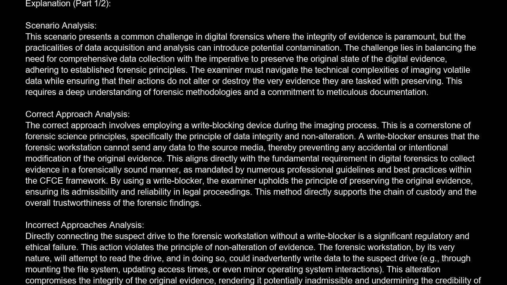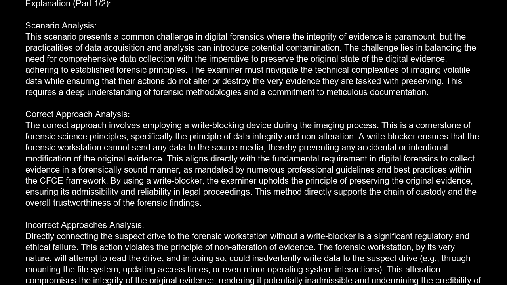Correct approach analysis. The correct approach involves employing a write-blocking device during the imaging process. This is a cornerstone of forensic science principles, specifically the principle of data integrity and non-alteration. A write blocker ensures that the forensic workstation cannot send any data to the source media, thereby preventing any accidental or intentional modification of the original evidence.